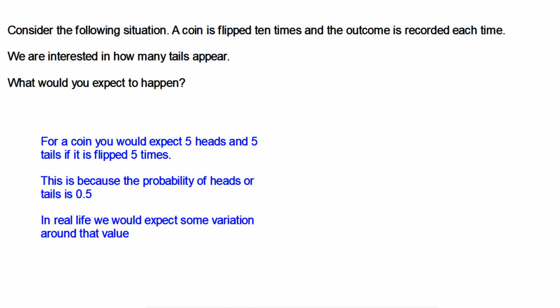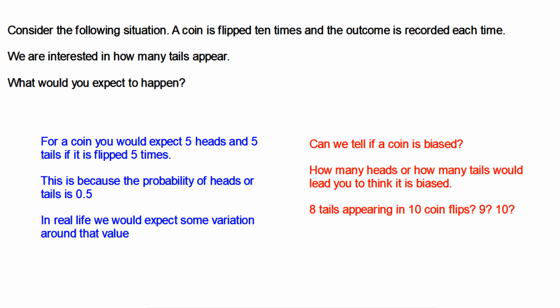And you would probably expect some variation around that value, maybe 4 tails or 6 tails or something like that. And if you're really lucky, maybe 3 or 7. But can we tell if a coin is biased? How many heads or tails would lead you to think it is biased? So if we got 8 tails appearing after 10, or 9 tails, or 10 tails, would that be biased? Well, this is what hypothesis testing aims to look at.